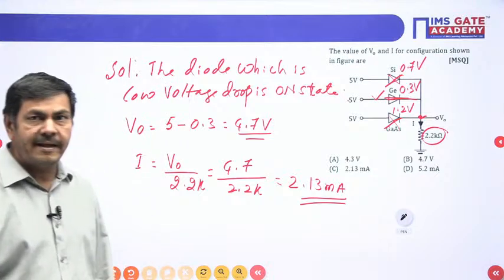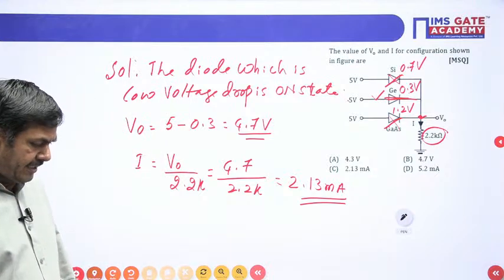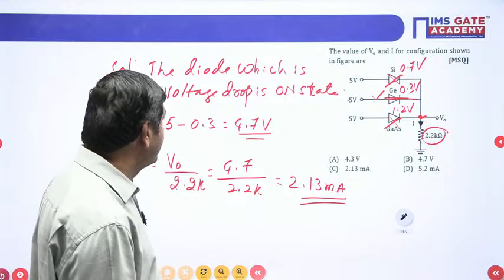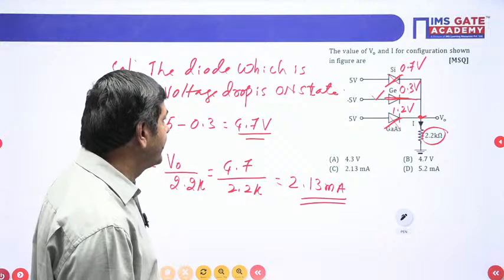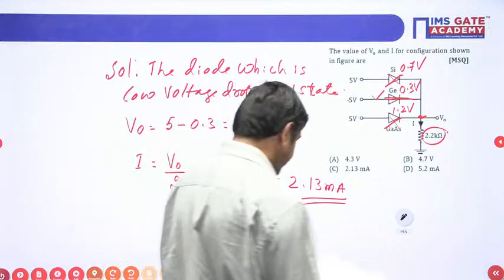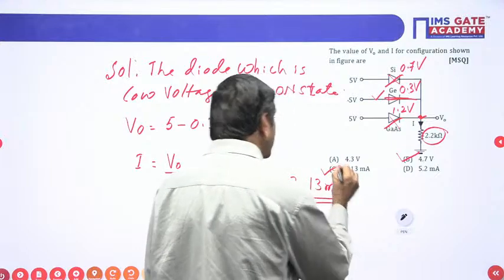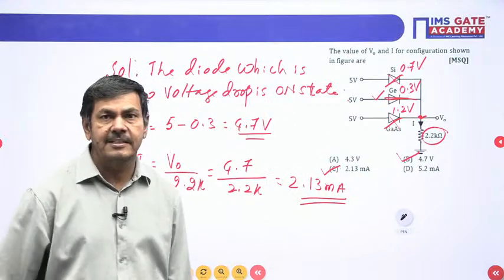So what options are correct here now? V naught, 4.7, we are getting, so B is correct here. And also 2.13 milliamperes means C is also correct. B and C are correct in this particular problem.